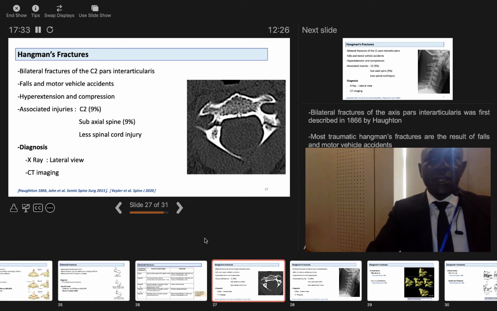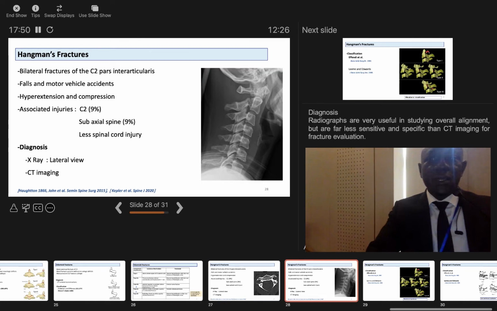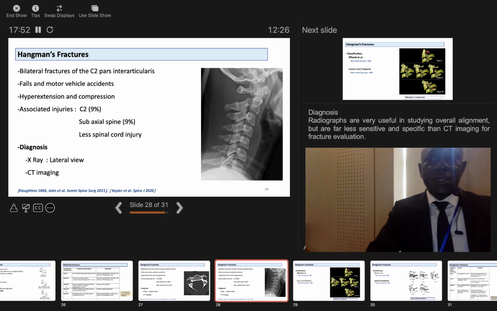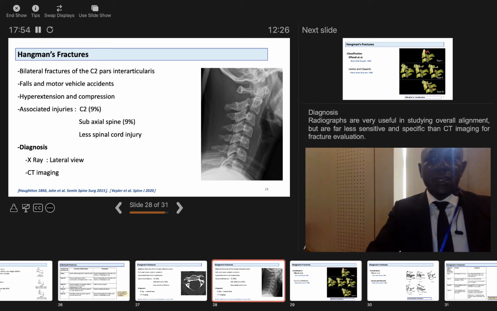Diagnosis of Hangman fracture. In the diagnosis, radiographic plain films are useful in studying alignment, but are far less sensitive than CT imaging for evaluation of the fracture.